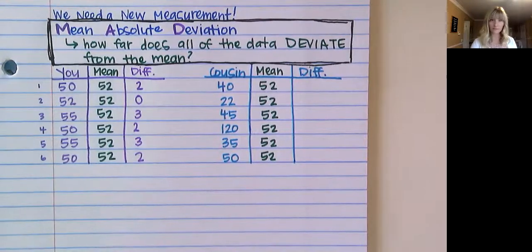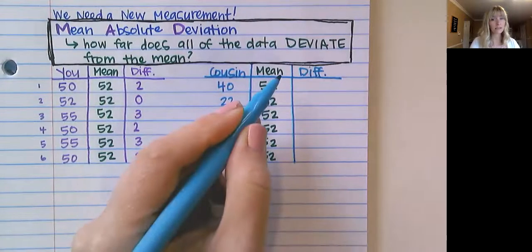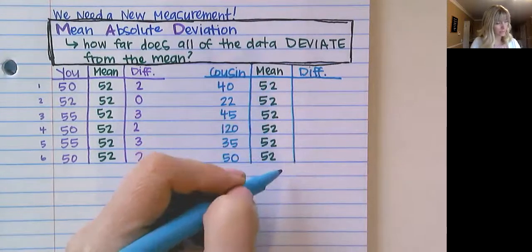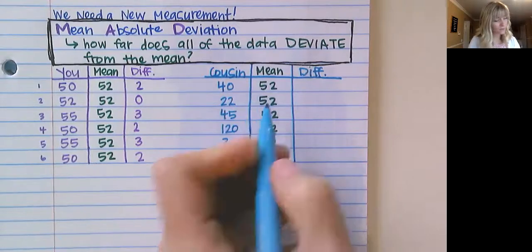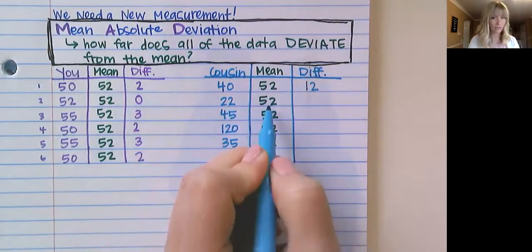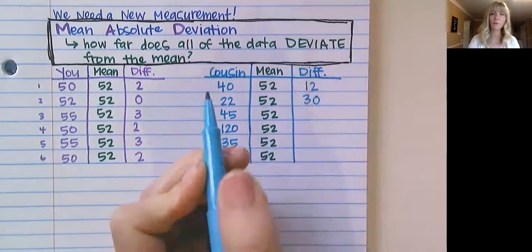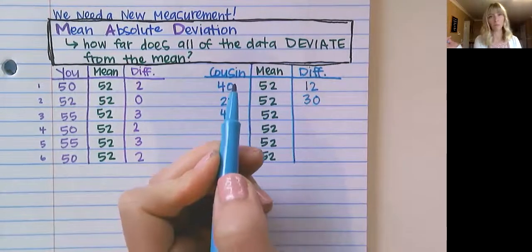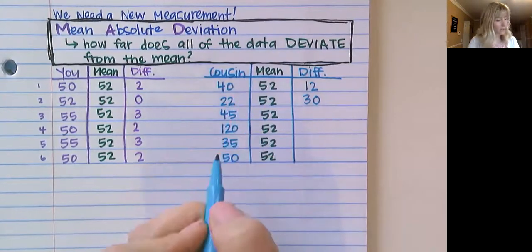Same thing for your cousin. This is all your cousin's data. This is the mean of your cousin's data. Now let's subtract and find the difference. So 40 minus 52 is -12. Just drop the negative. 22 minus 52 is -30. Drop the negative. All the negative or positive tells you is whether you were below or above the mean.